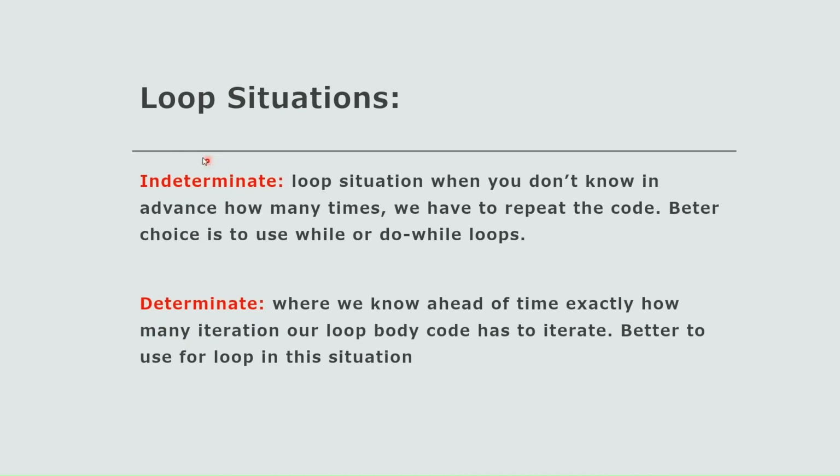All right. Loop situations. We have two loop situations: indeterminate or determinate. What does the indeterminate situation mean? It means a situation where you don't know in advance how many times we have to repeat the code. The better choice is to use while or do while loops in this situation. The determinate situation is where you know ahead of time exactly how many iterations your loop body code has to run. So in this case, the better option is the for loop, right?